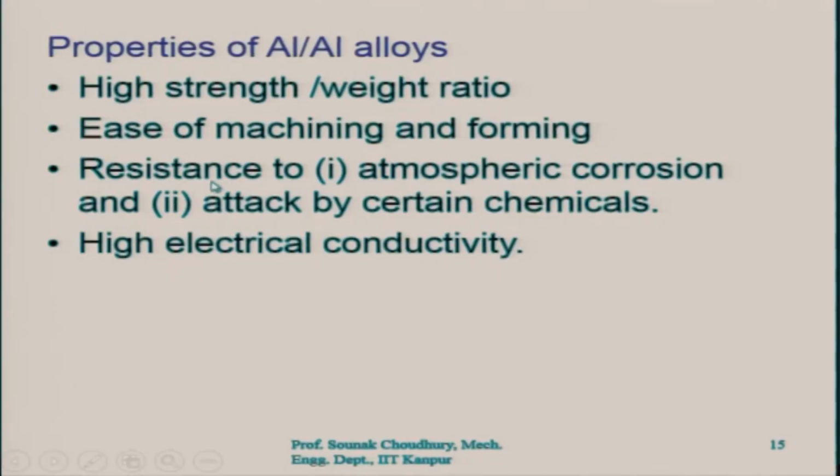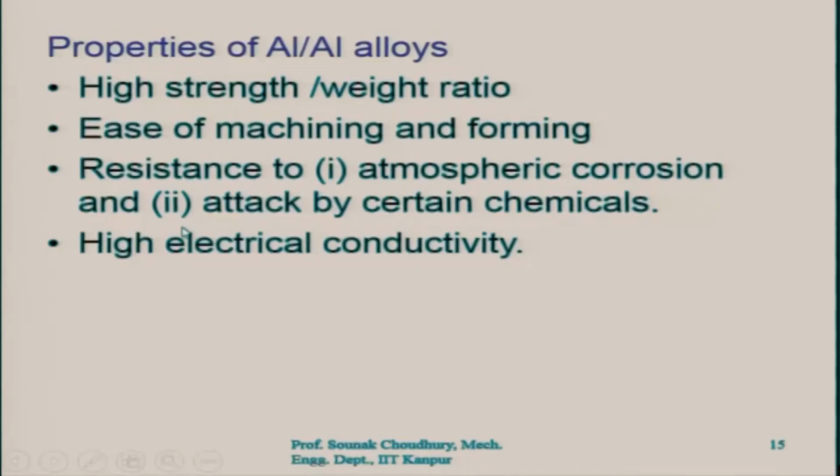Next property is the resistance to atmospheric corrosion and attack by certain chemicals. When we are talking about aluminum, there is always a very quick formation of an aluminum oxide layer, and that aluminum oxide layer, like in the case of the cast iron that we have discussed earlier, will serve as a protecting layer on top of the workpiece, and therefore we are saying that the resistance to atmospheric corrosion, particularly atmospheric corrosion resistance, is high for the aluminum alloys.